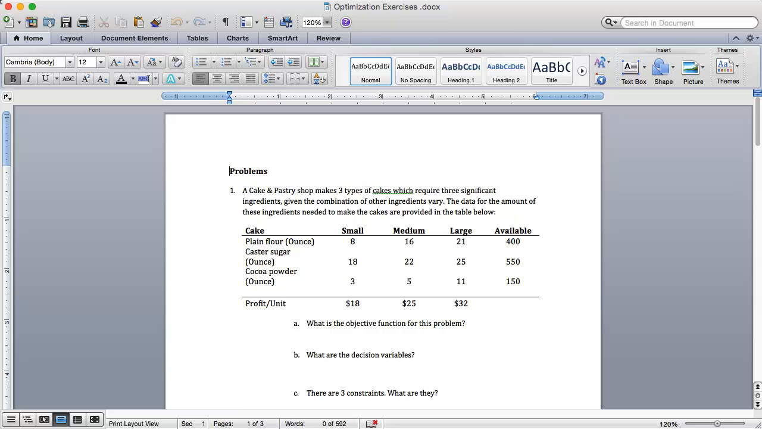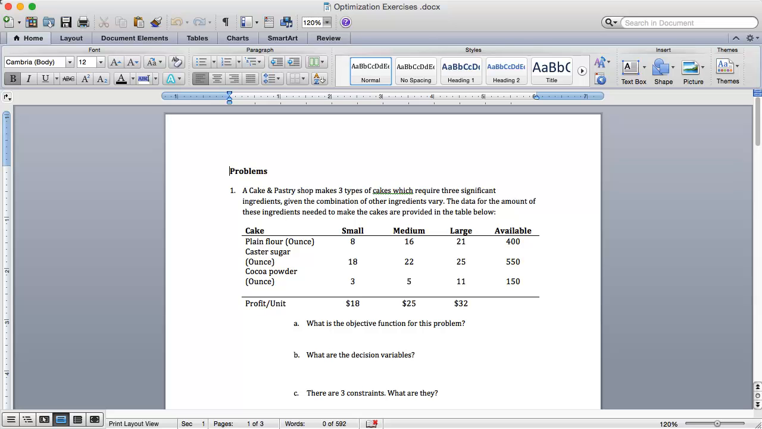First of all, our objective function. We know the profit per cake for each type, small, medium, and large. So the total profit will be $18 times the number of small, $25 times the number of mediums made, plus $32 times the number of large cakes made. We want, as an objective function, to maximize this profit. So our decision variables, or changing cells, will be the number of each type of cake made.